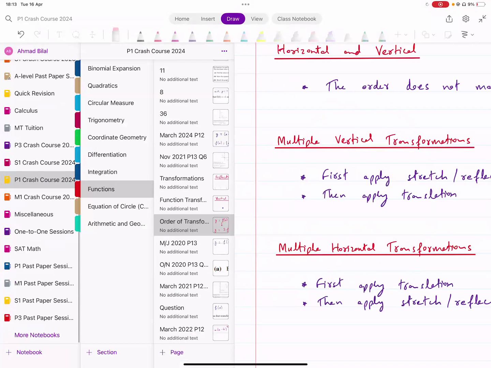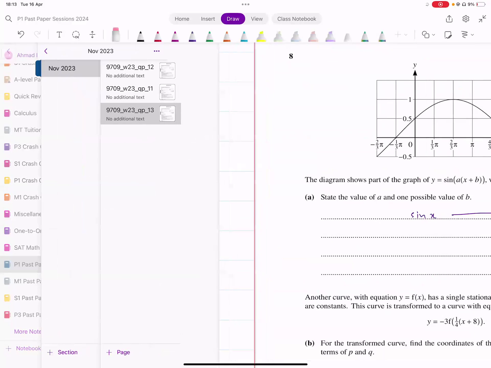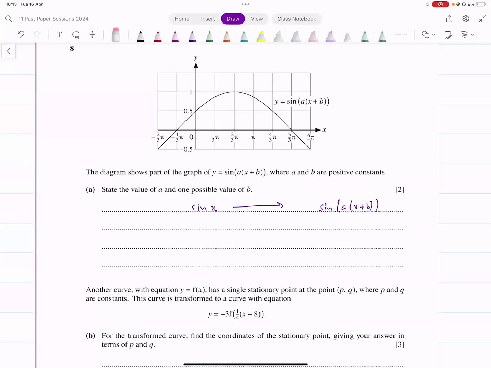This was question number 8 from this paper. You see, they've used extra brackets here like this. Now, you could first convert it to standard form. How would you do that? You could write this function as sine of ax plus ab. You could write it like this. And now it's the standard form. What are you going to do first? This is horizontal transformation. You first do translation and then you do stretch in this particular form. Okay, just keep that in mind.